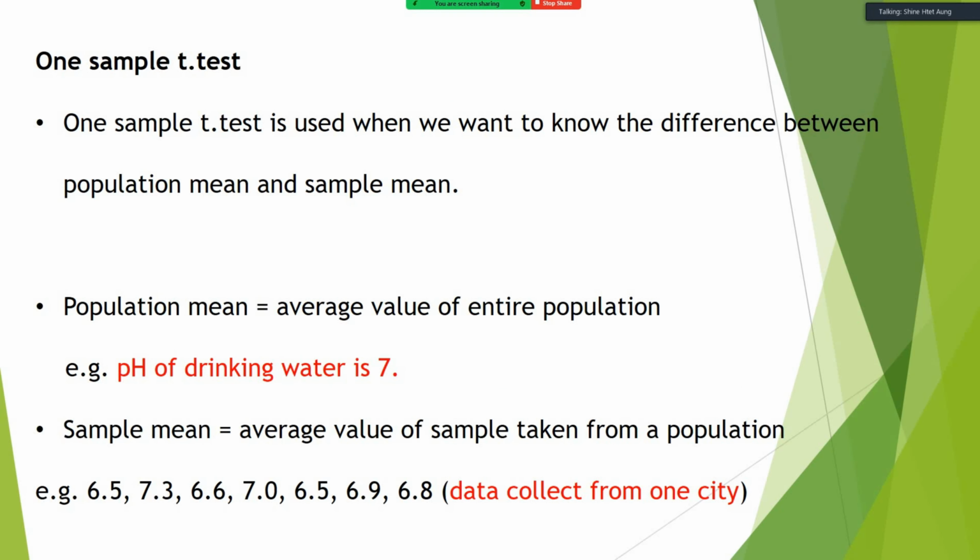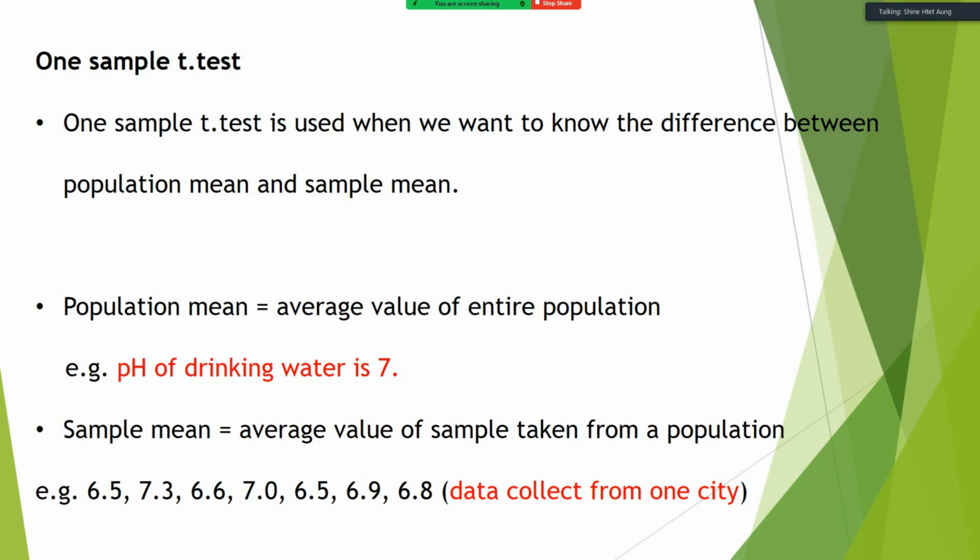There are three types of t-test: the one sample t-test, the independent sample t-test, and the paired sample t-test. The one sample t-test has another name, the single sample t-test. It is used when we want to know the difference between the population mean and the sample mean. So here we have to know what the population mean is and what the sample mean is.